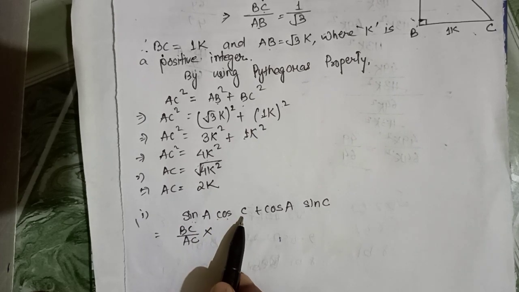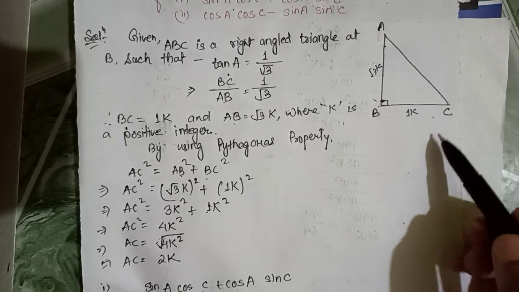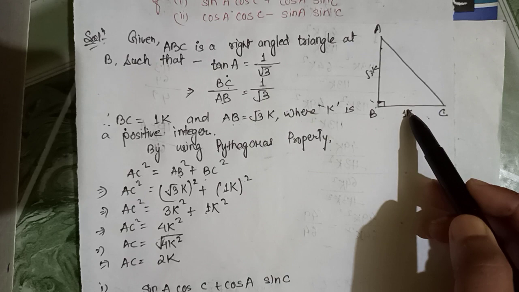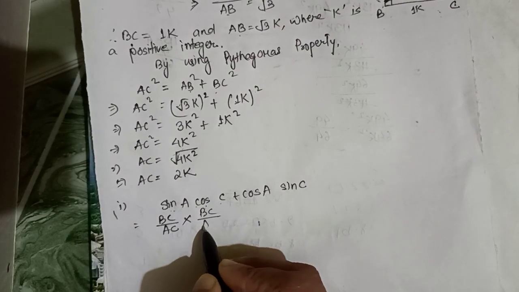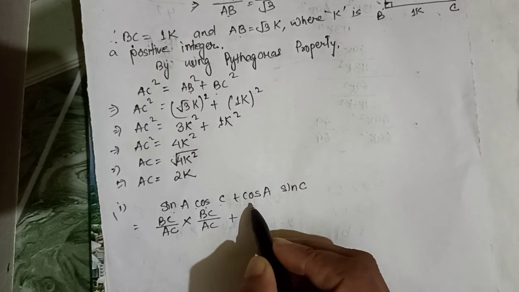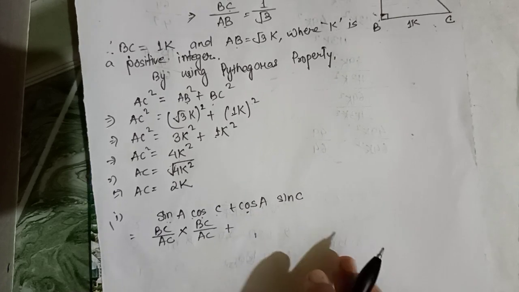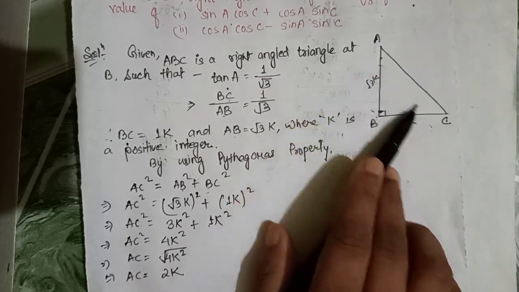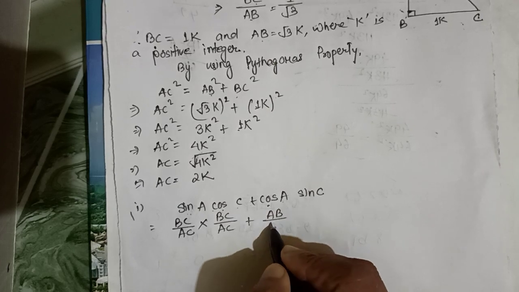Now cos C. The formula for cos is adjacent by hypotenuse, but we have to look from C. So this is our C. If I look from C, adjacent will be this nearest side, it is BC by AC. So we write here BC by AC. We have plus sign. Again, the formula for cos is adjacent by hypotenuse, but we have to look from A. From A, AB is our adjacent side and AC is the hypotenuse. So AB by AC.